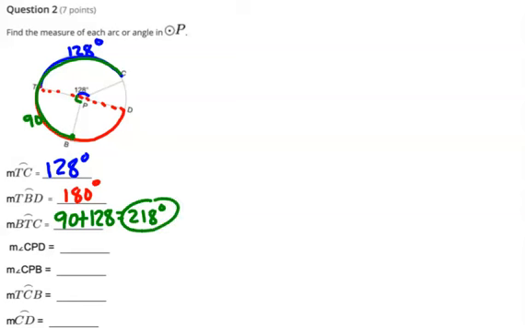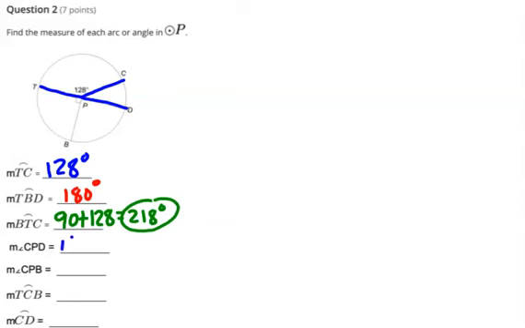Angle CPD, that's in the center of the circle now. So angle CPD, that's this one right here. Well, it's a linear pair with this angle, this 128. So the way that we would get CPD is 180 minus 128, which is going to be 52 degrees. So I know that this is 52, which means I know that this is 52.